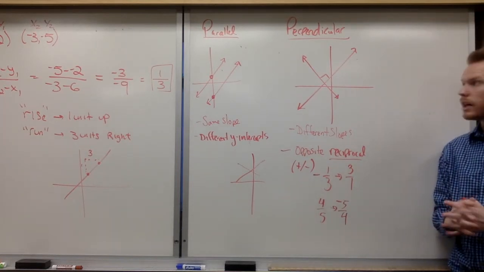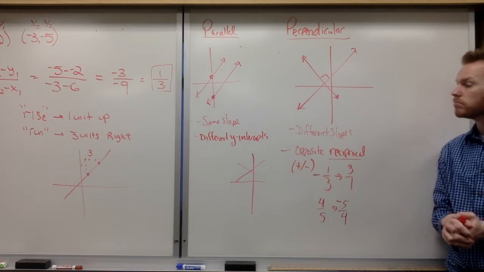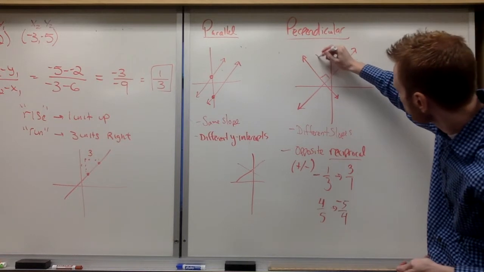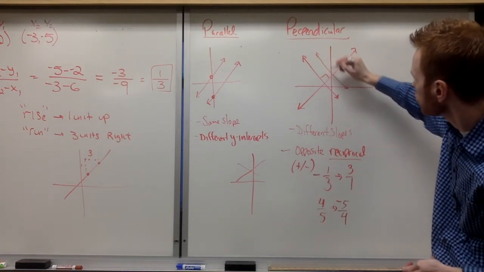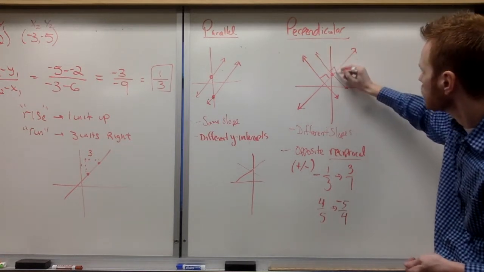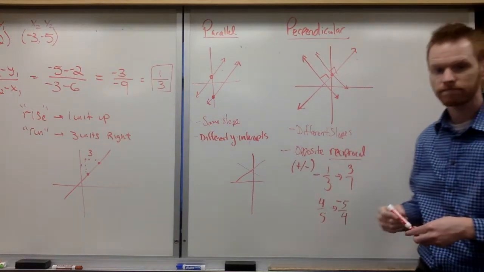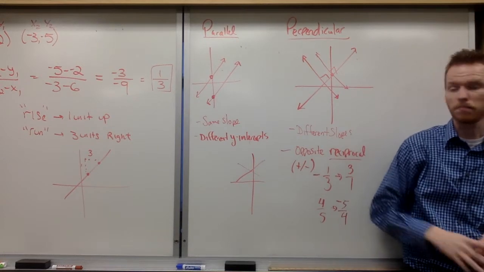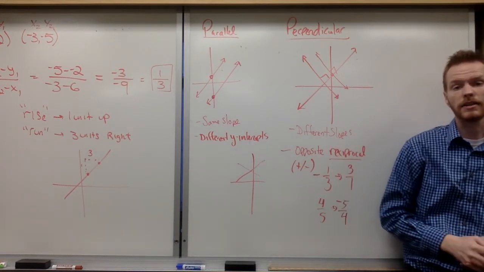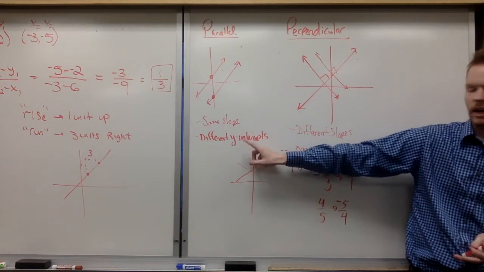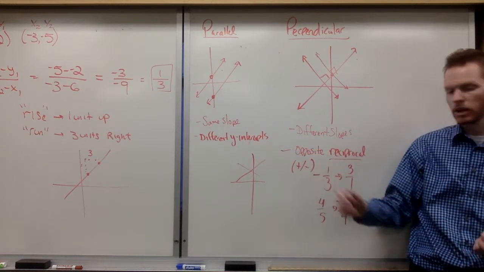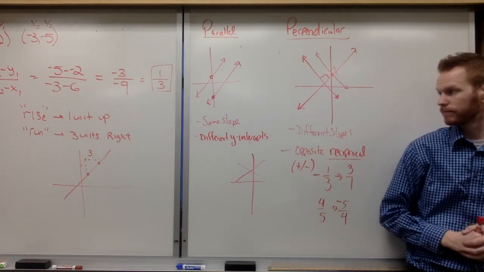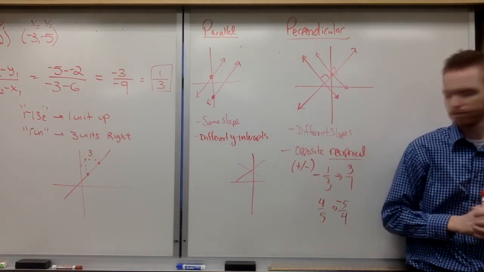Could they have the same y-intercept? Why not? I could create another line that goes right through this point here and still make it 90 degrees, right? Parallel lines, I can't do that because they're not allowed to intersect. But I could intersect at the same point on the y-axis. So I don't have to worry about that criteria. Here, the only thing we have to worry about is, are the slopes opposite reciprocals? Okay, does that make sense?